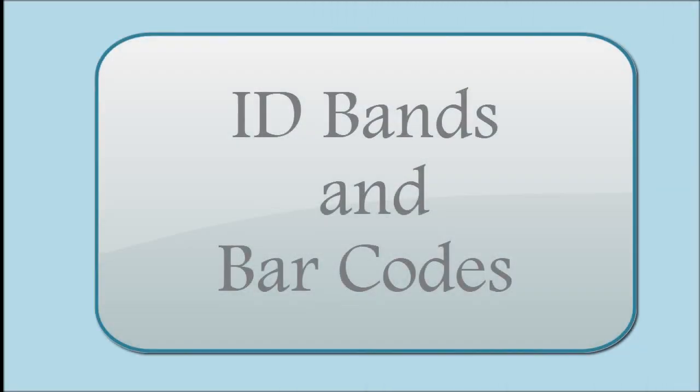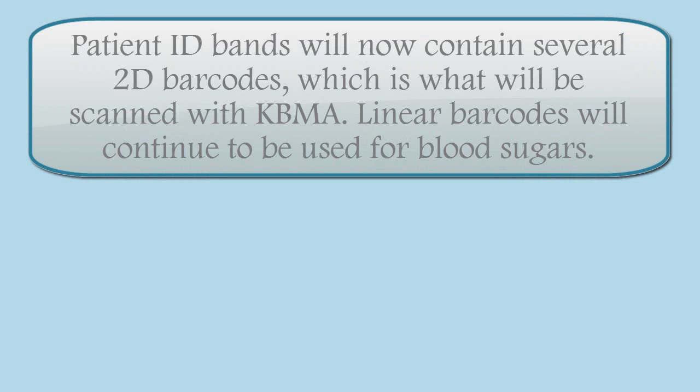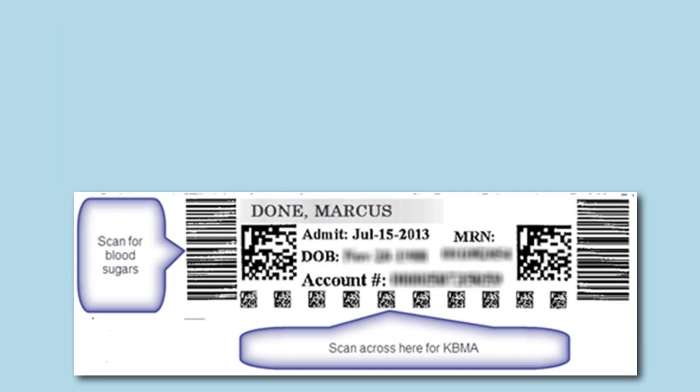We will now go over patient ID bands and barcodes. The patient ID band will have a series of 2D barcodes and linear barcodes. The linear barcodes will be used for your blood sugars. The remainder of the barcodes will be used for medication administration.